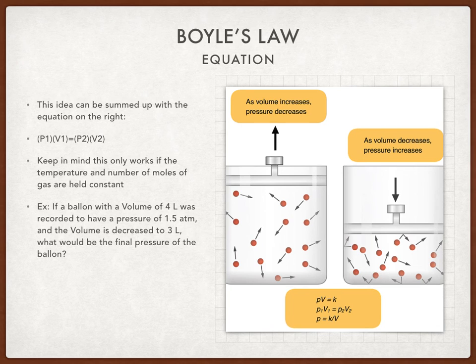And so here's an example problem that you can read. So we basically have a volume of 4 with a pressure of 1.5, and then what's going to happen if the volume is decreased to 3 liters now. And so we're obviously looking for the second pressure here in this equation. We plug in our variables and we multiply 1.5 times 4 divided by 3, and our answer is 2 atm.